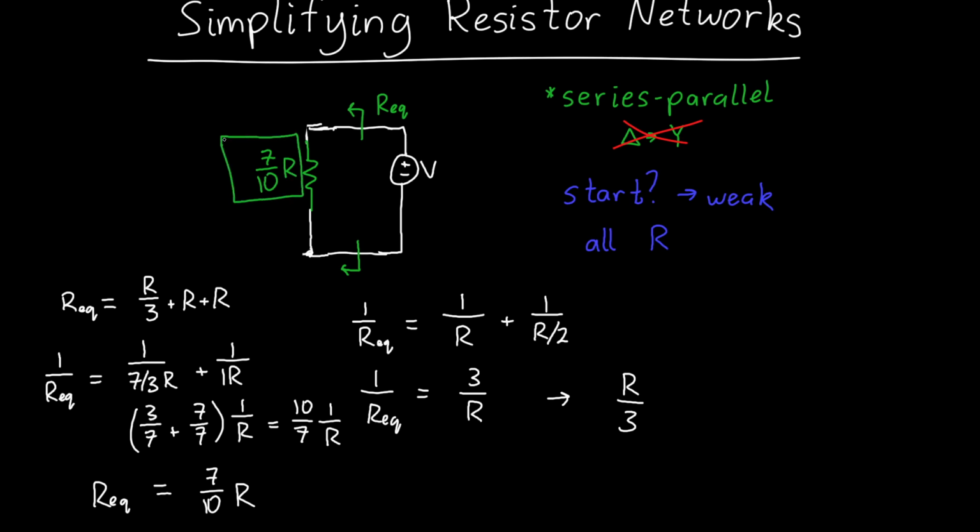So by just identifying what I like to call a weak spot in the network and then making one simplification after another, we can eventually get to the correct answer.